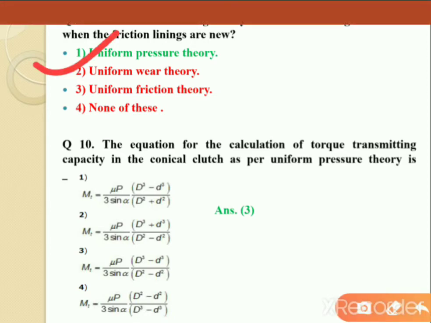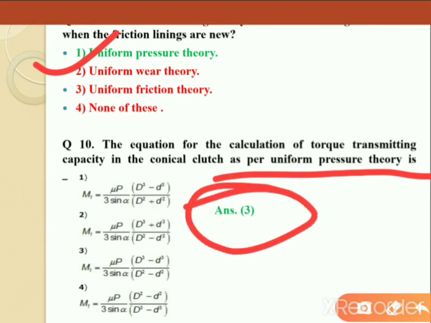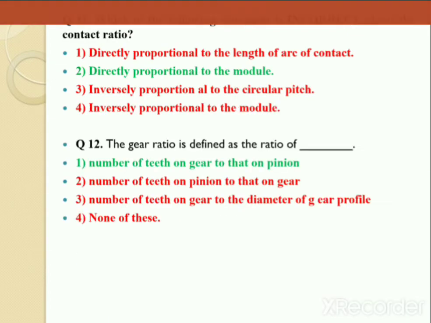The equation for the calculation of torque transmitting capacity in the conical clutch as per the uniform pressure theory. So here option 3, it's a formula. Option 3 will be the correct answer. Mu p divided by 3 sin alpha, D cube minus small d cube divided by D square minus small d square. It's a formula, remember it. Let's come to the next question.